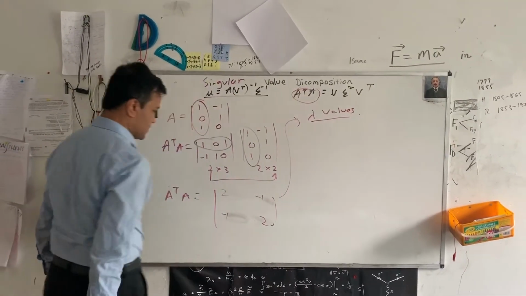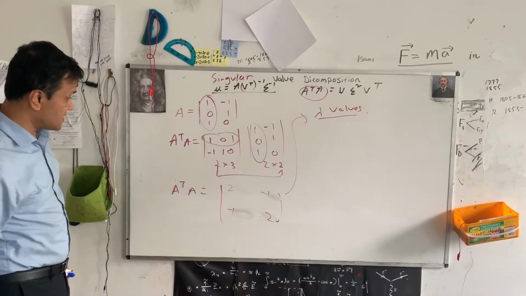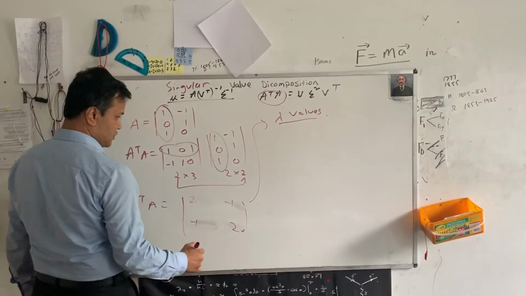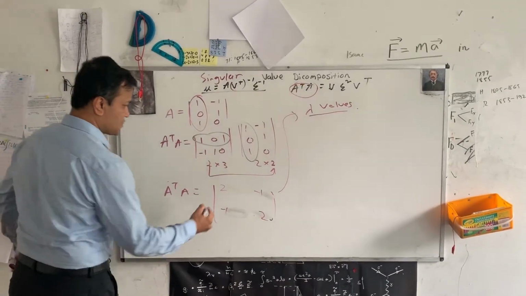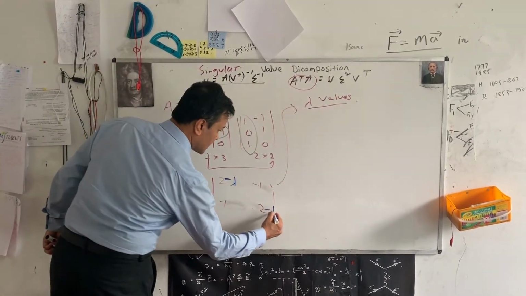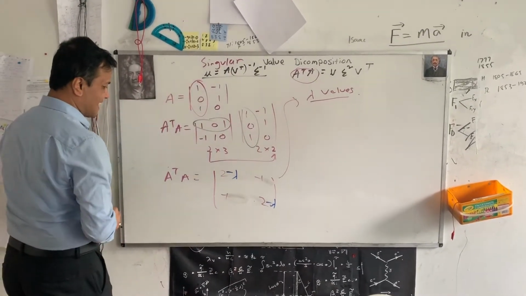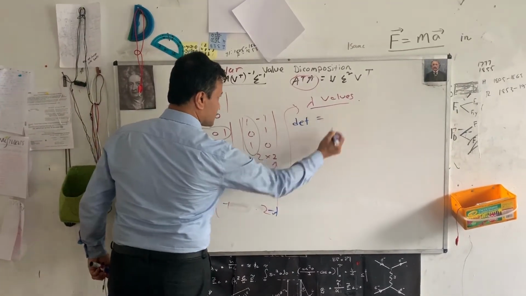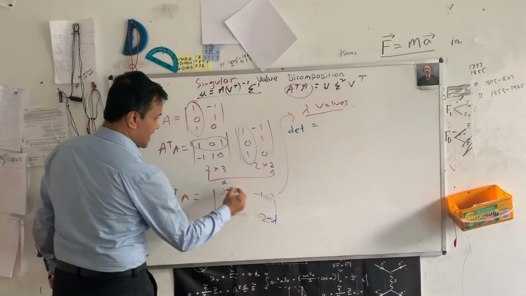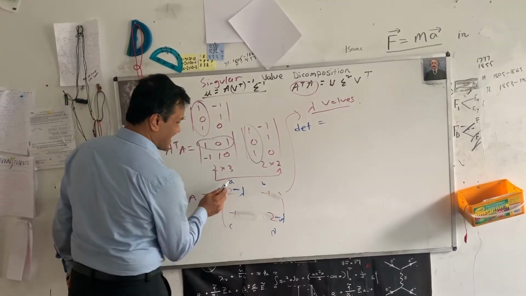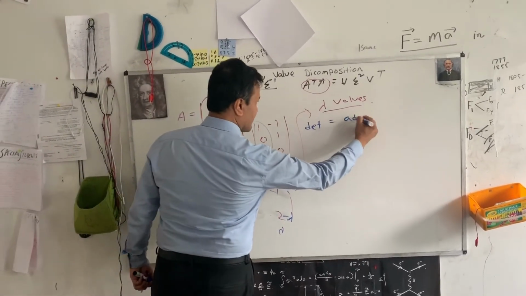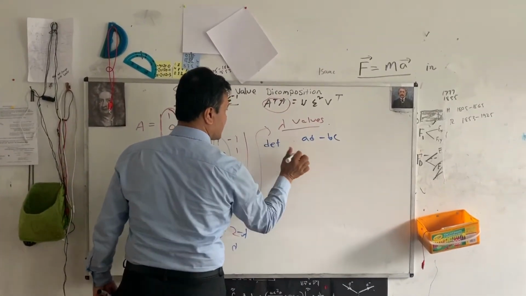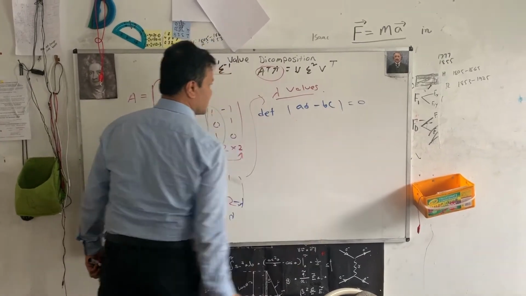To find the eigenvalues, we have to find a determinant. So let's see how we can find the determinant. So in order to find the determinant, this is the lambda, so we're going to set this one. So the determinant would be, this is A, B, C, D: AD minus BC.